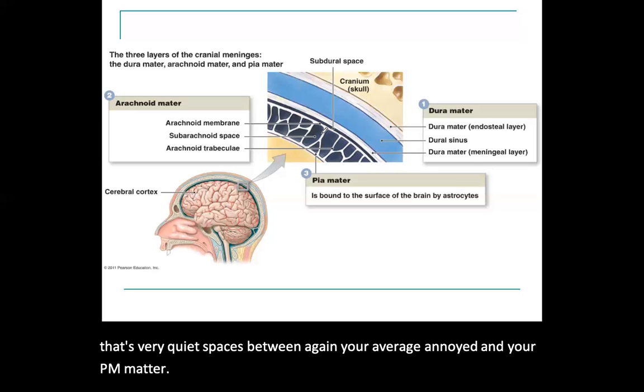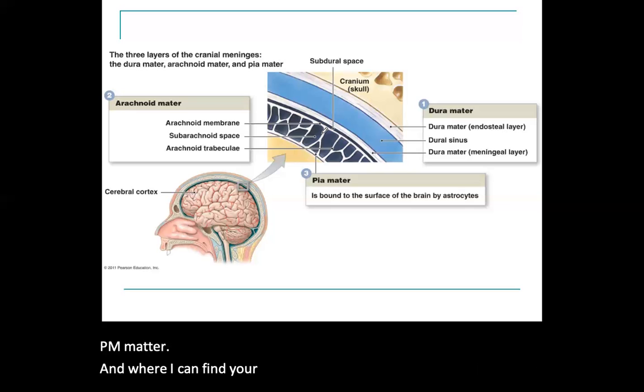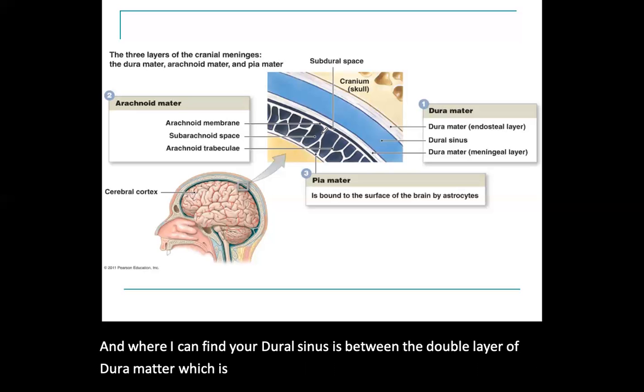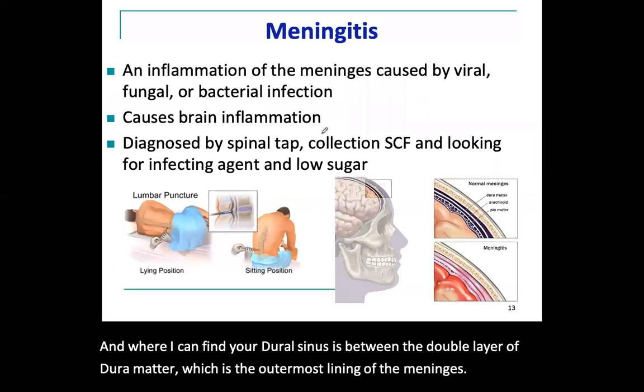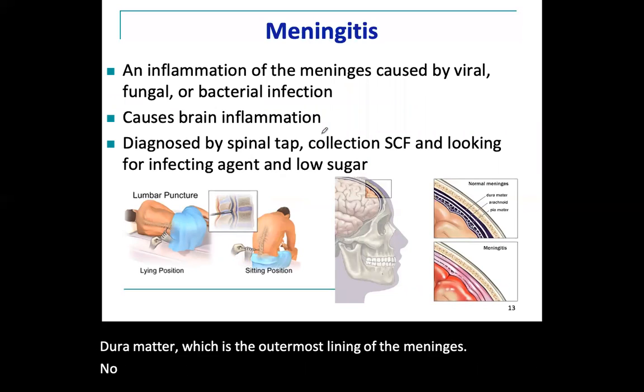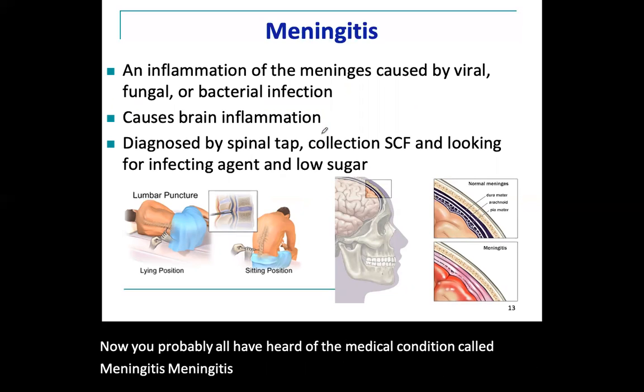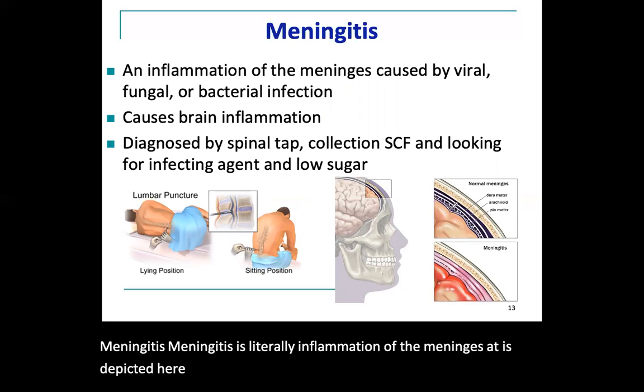And where I can find your dural sinus is between the double layer of dura mater, which is the outermost lining of the meninges. Now, you probably all have heard of the medical condition called meningitis. Meningitis is literally inflammation of the meninges that is depicted here. So you have the 3 layers right here.